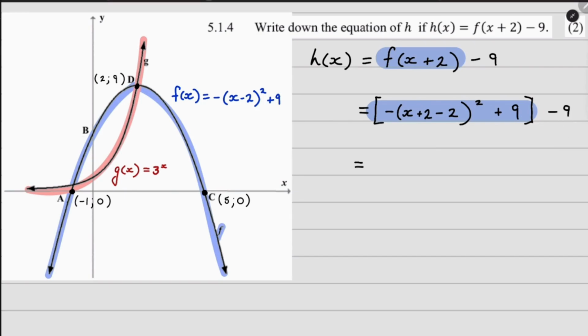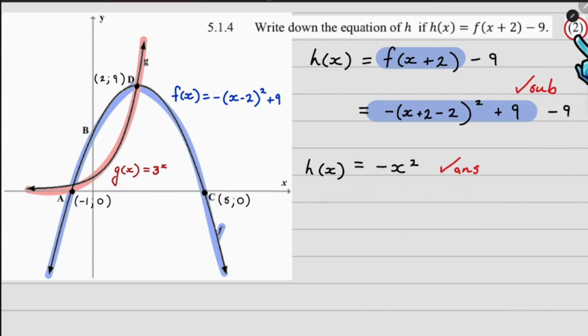And now I'm going to go on a bit of a mission to simplify this thing. So plus 2 minus 2, they actually cancel each other out. So I'm just left with a minus x squared over there. There's not even a use for these square brackets, so I'm going to get rid of them. I only had them there to illustrate what was being changed. And then on the outside, plus 9 minus 9, they cancel each other out. So here's h of x.